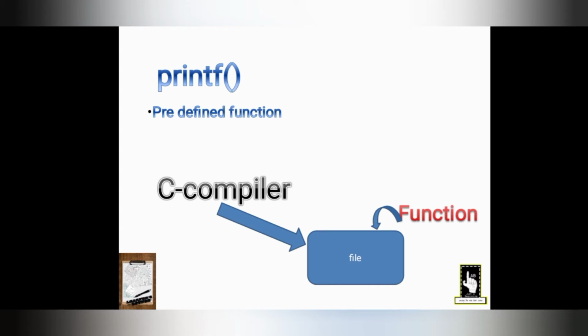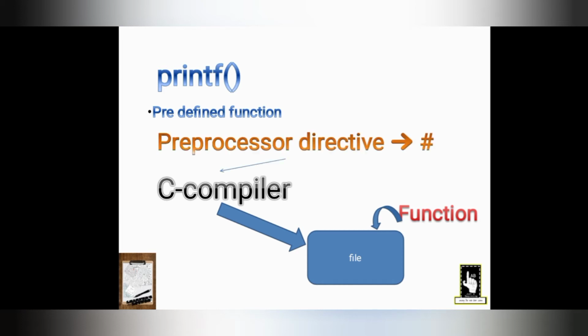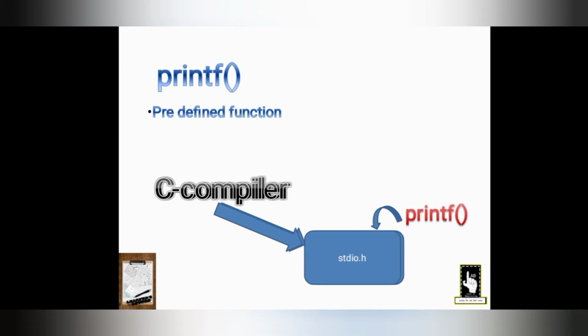What does that really mean? It is nothing but the C compiler has some functions that are already written and compiled in a file. To access these files, we use preprocessor directives, which we will see in the upcoming videos. As of now, we'll see where it is. Means, where is the printf function present? Well, that is in the header file stdio.h, which is the standard input-output header file.